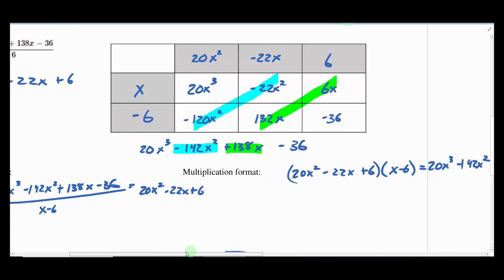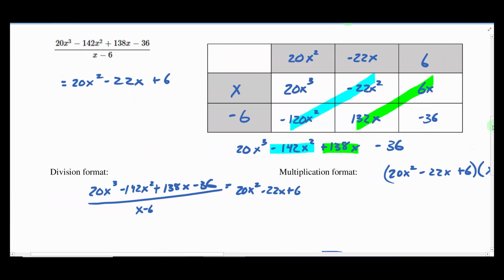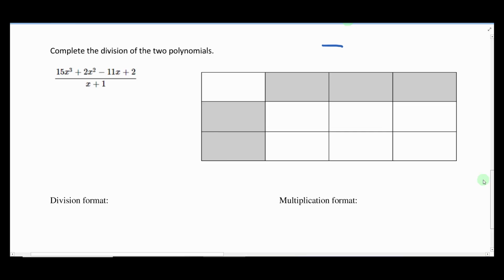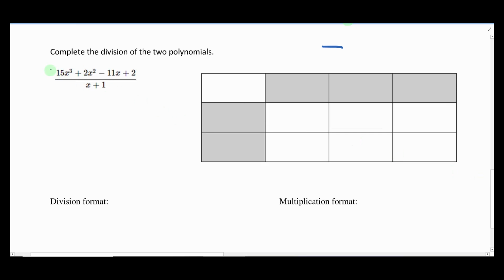All right, so let's do one more. Let's make sure that we can divide. So we got another one going on here. Same kind of thing. We're going to take this piece right here, the 15x cubed plus 2x squared minus 11x plus 2, and write it along the bottom. The x plus 1 is going to go here along the side. And to figure out what this thing equals, we've got to figure out the top piece of this box.